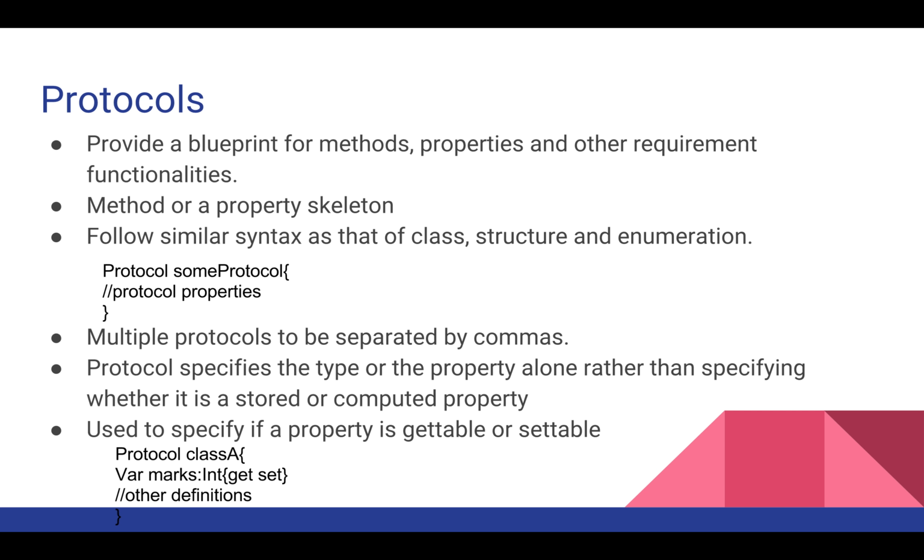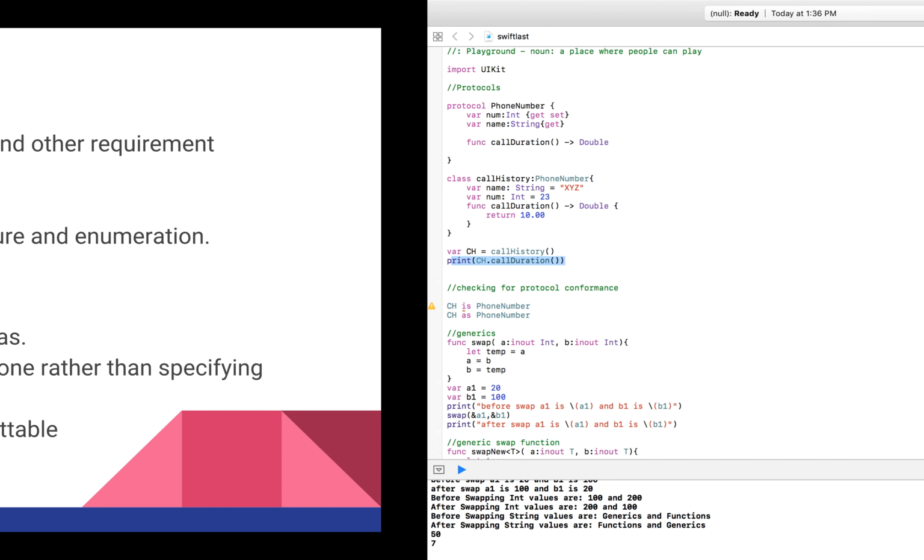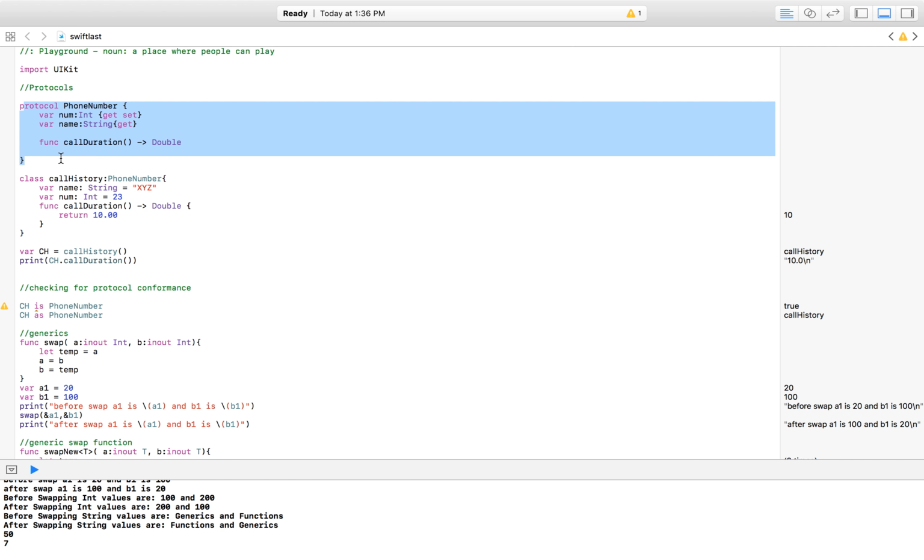Property requirements are always declared as variable properties prefixed with the var keyword. Always prefix type property requirements with the static keyword when you define them in a protocol. For example, here we have defined a protocol with two variables and one function. So the class CallHistory implements this protocol and thus is required to define the variables and functions declared in the protocol. So you can call the properties and functions of the protocol defined in the class by creating an instance of this class which implements the protocol and calling the properties and functions by using dot syntax.